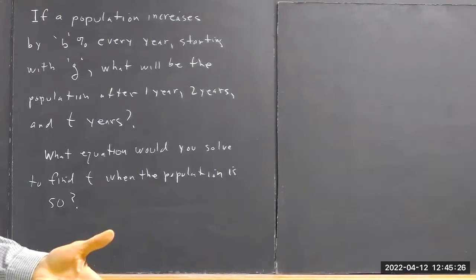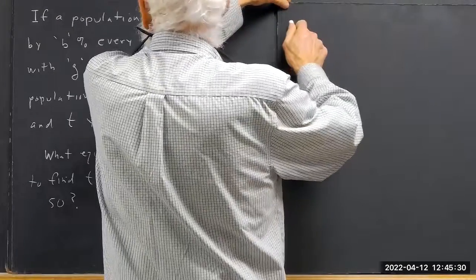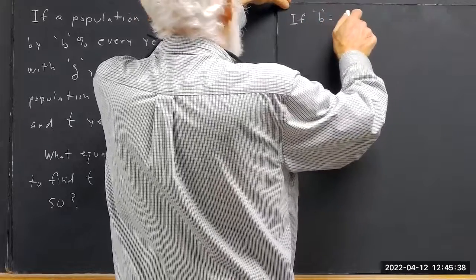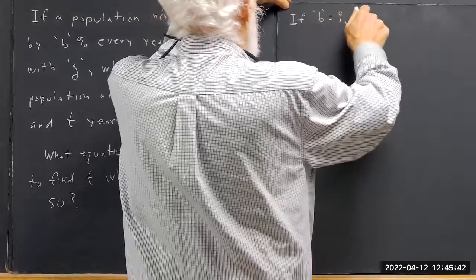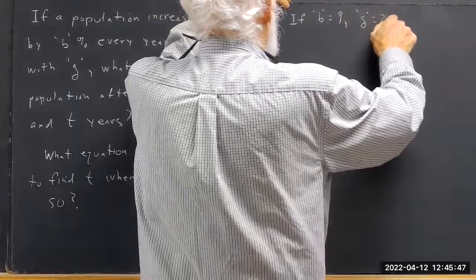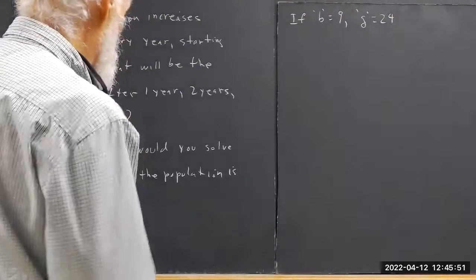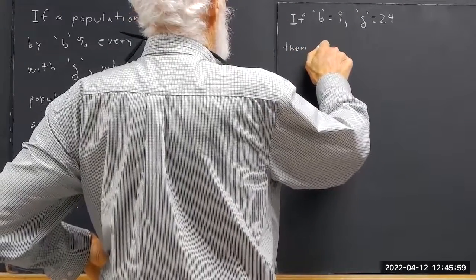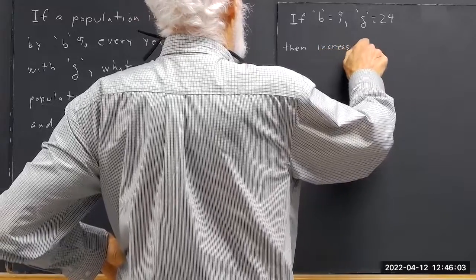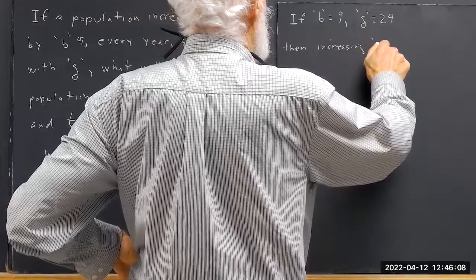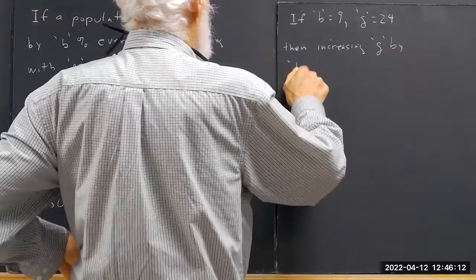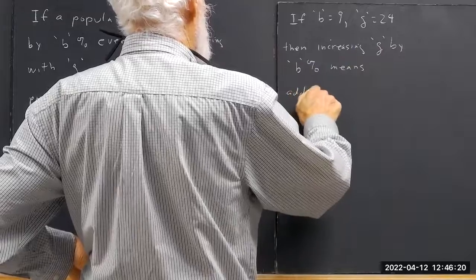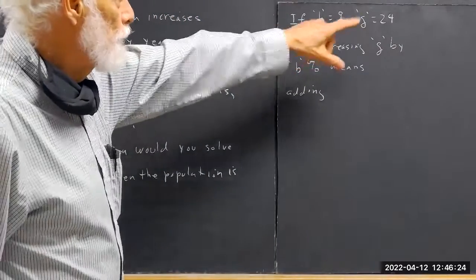Okay, well, the first thing you have to understand is that, if I put some numbers in here, if B equals 9 and G equals 24. Just see the reasoning: if B is 9, G is 24.